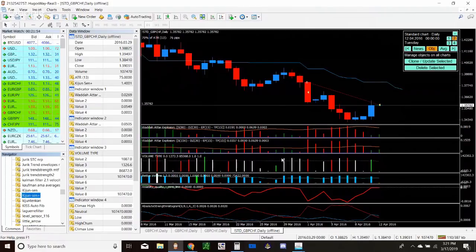Volume and volatility. So VP says they're the same. They're not the same. One leads to the other. So in forex, you don't really have volume. It goes off pip volume. But the more volume you have, the more volatility you have.